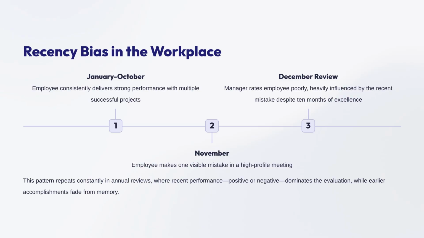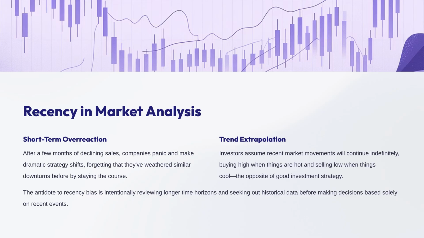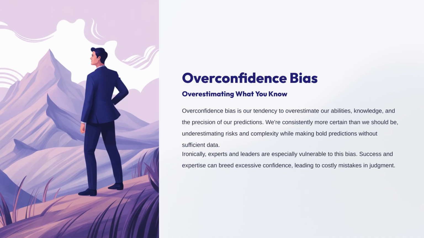An employee's strong performance from January to October can be overshadowed in the December review by one visible mistake in November. The manager is heavily influenced by the recent error, despite months of excellence. In market analysis, recency leads to short-term overreaction. Investors often assume recent market movements will continue indefinitely. The antidote is intentionally reviewing longer time horizons and historical data before acting solely on recent events.